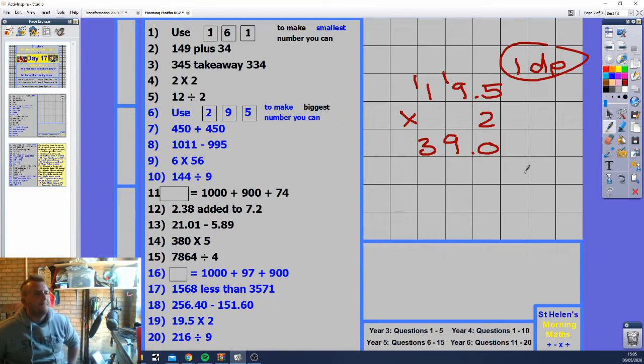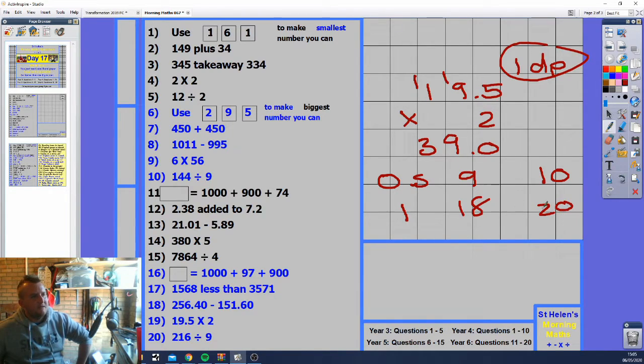Okay, 39. Let me just check if I've got it right because I might have made a mistake. I'm going to use the other way. When you're doubling the same amount, I'm going to split the place values. You're doubling 0.5, you're doubling 9, and you're doubling 10. So let's double 0.5, that's 1. Let's double 9, that's 18. And let's double 10, which is 20. So you've got 20 plus 18, which is 38. And 38 plus 1 is 39. So you got the answer of 39. Let me just double check that's the right answer. Yeah, I think that's right.